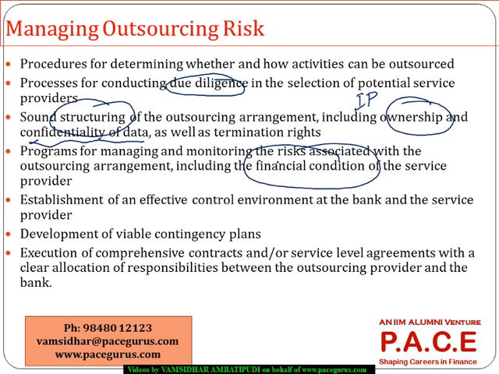So, which means an establishment of an effective control environment from the bank's perspective needs to be done for the service provider. And if at all the outsourcing service is failing or did not take off the way it is intended or expected to be, what are the viable contingency plans that are available? And what kind of service level arrangements or agreements can be defined with the outsourcing service provider, clearly identifying the allocations and the responsibilities of the service provider and the responsibilities of the bank.